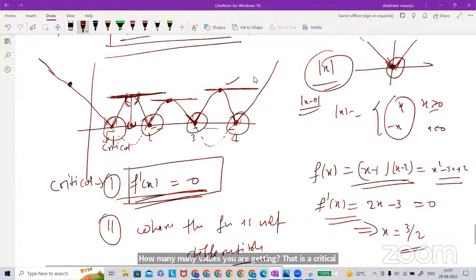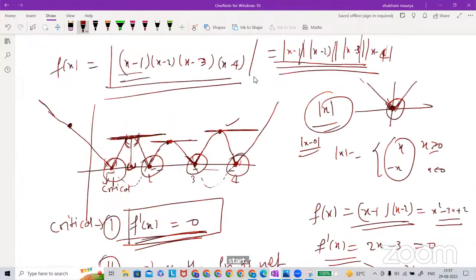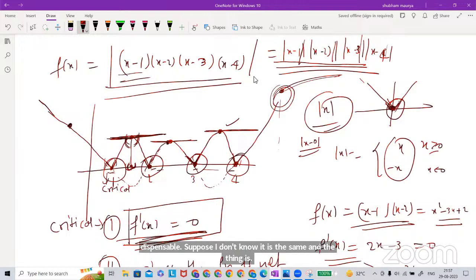Suppose a similar kind of thing is happening. There is a break also. After this one, there is a break. So here also the function is not differentiable, right? Sorry, my voice is breaking. Yes, sir. Can you please repeat what you just said?